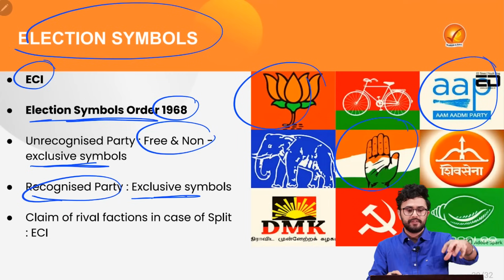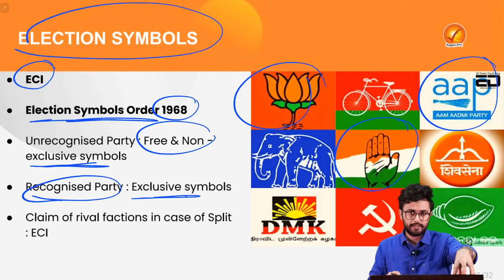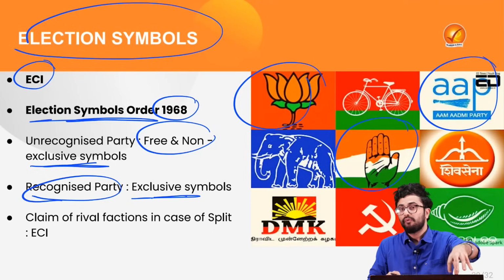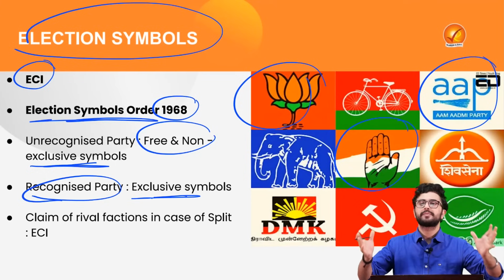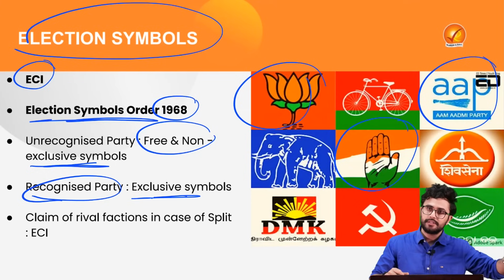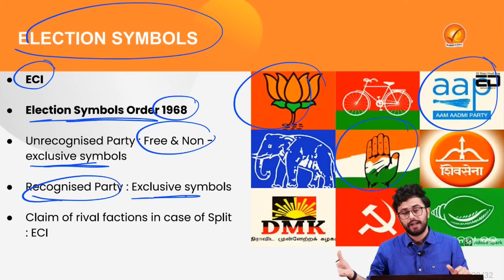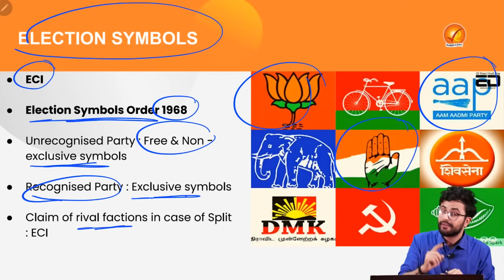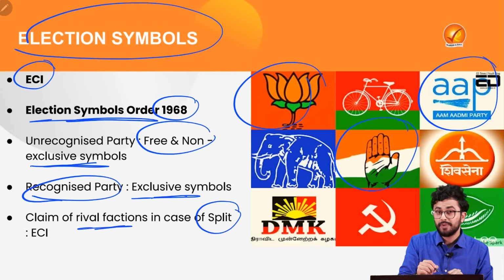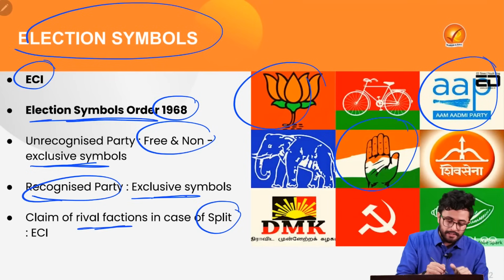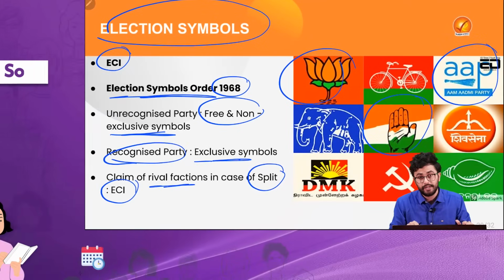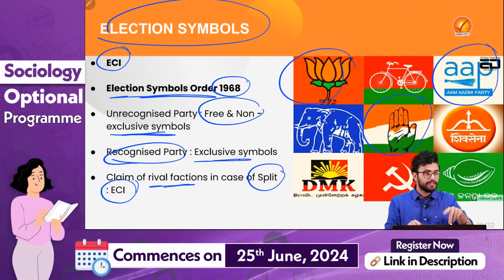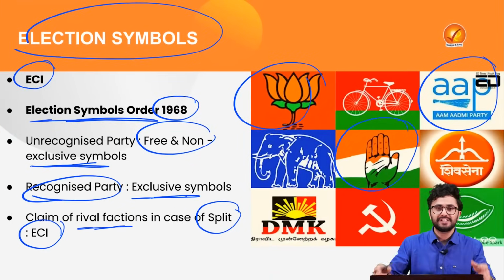What if there existed a party that had a symbol, let's say a cycle? What if this party has now split? One tire has gone in this hand, one tire has gone in the other hand. Now what will happen? In the case of rival factions claiming the symbol after a split, the decision will lie in the hands of the Election Commission of India, as it decided with the split which took place among the Shiv Sena.